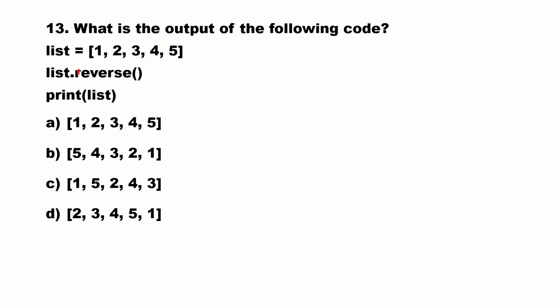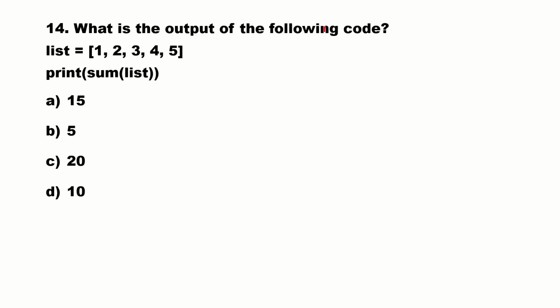What is the output of the following code? Here, which method is being asked? It is asking to reverse. Reverse means reverse the items of the list. So reverse it: 5, 4, 3, 2, 1. The option B.